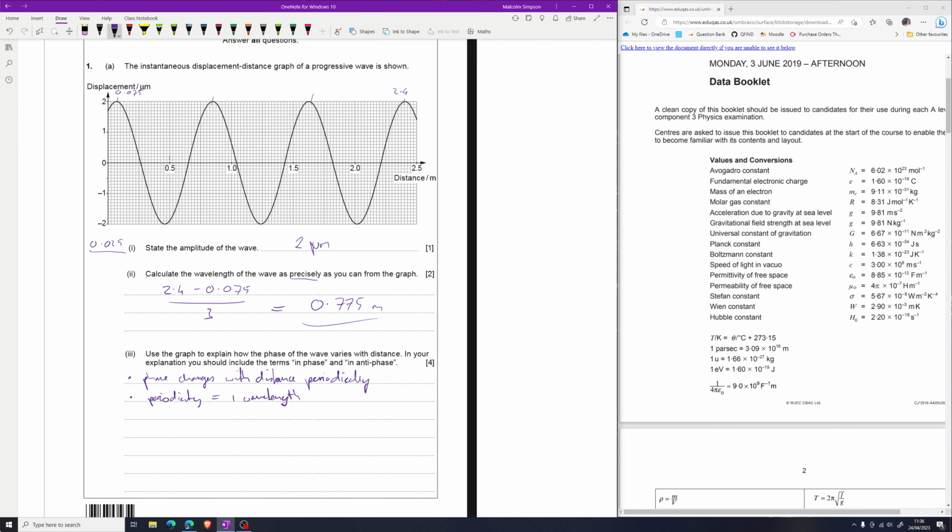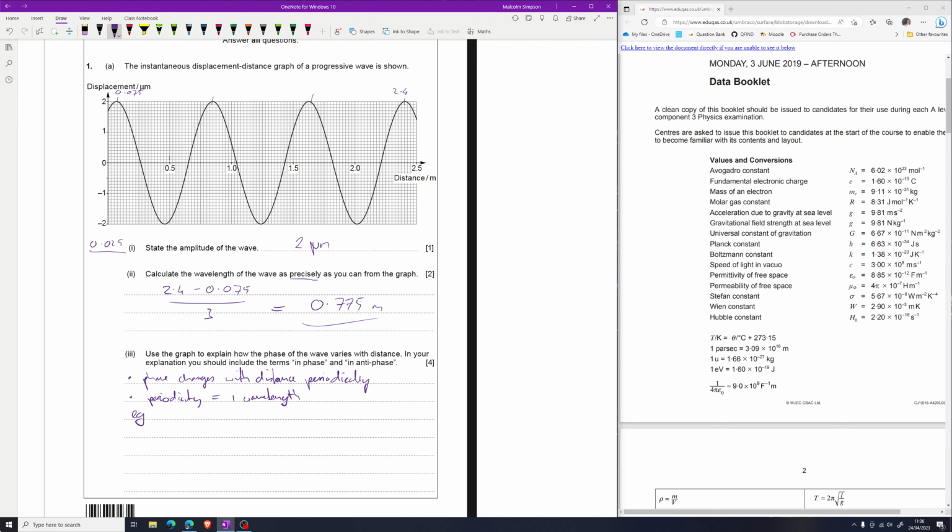Because in this case, we're talking about how phase varies with distance. So as we move along the wave, the phase of the wave is varying. It is periodic. So it is going through this sort of repeating cycle. And then I think we need to, because it says use the graph, and we should include terms in phase and in antiphase.